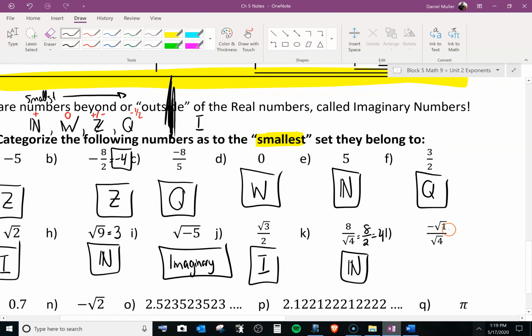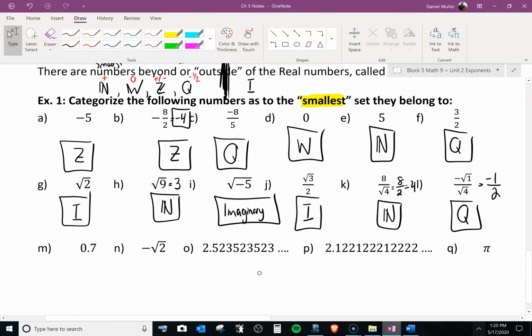Wow, double square roots. I think, oh, this is definitely going to be a problem. But the negative's on the outside, so that's okay. And the square root of 1 is just 1. Square root of 4 is 2, so it's a negative a half. And that must be, it's not any of these whole numbers here. It's actually a fraction, so our fractions are here, Q. So I will do that as a rational number.